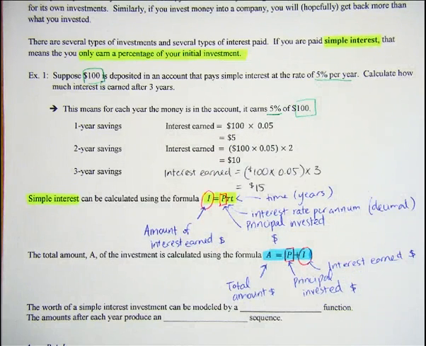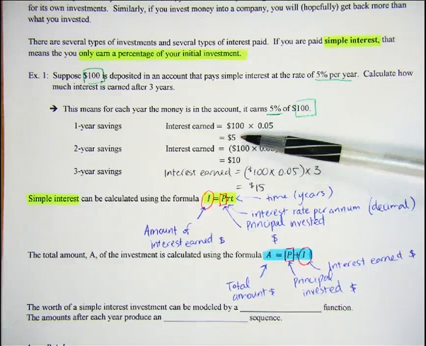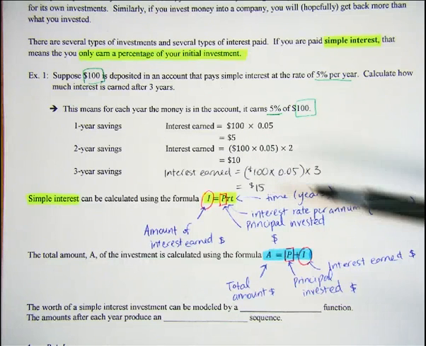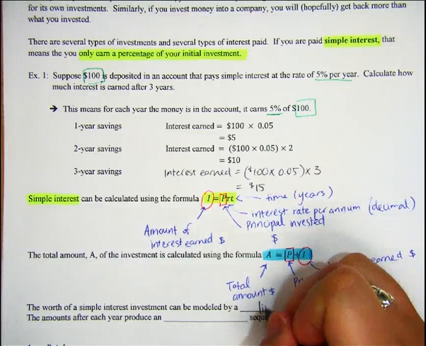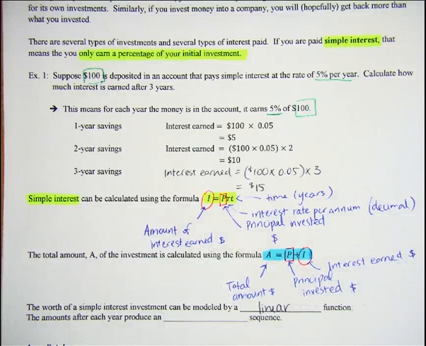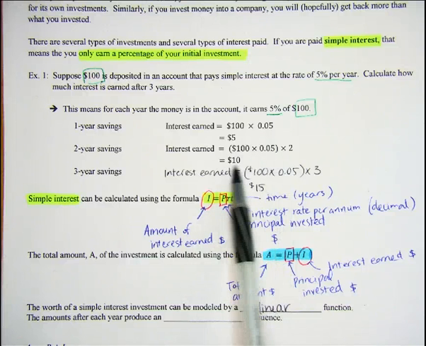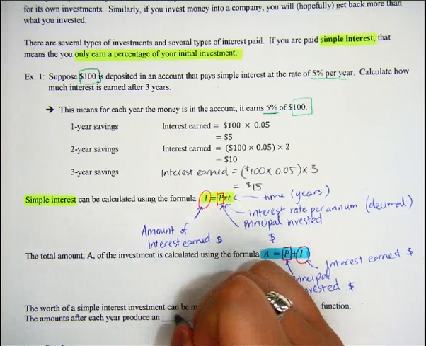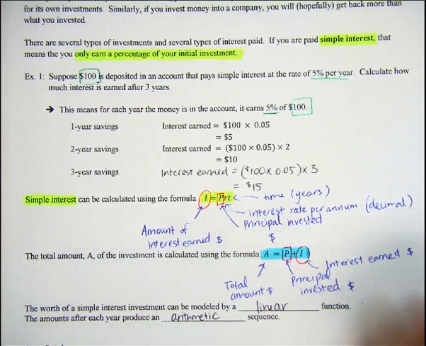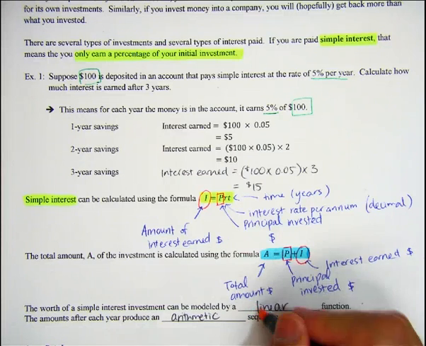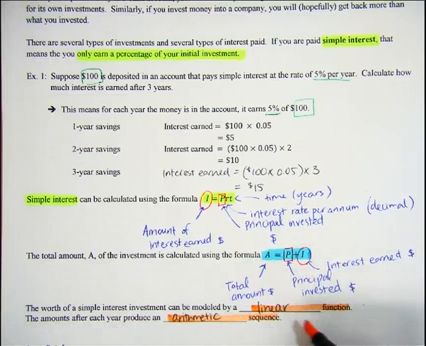Now, if you think about it, a simple interest investment would be modeled by a linear function because, as you see in this example, interest earned is $5, then $10, then $15, so you're going up by the same amount every time. So linear function. And the amounts after each year, so after year 1, you would have $105. After year 2, 110. After year 3, 115. So the amounts after each year would produce an arithmetic sequence. So you might want to just highlight that. Okay, linear function, arithmetic sequence.